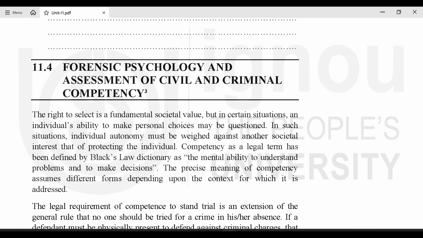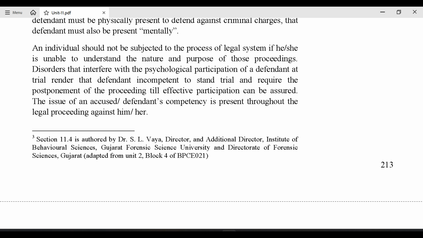The legal requirement of competence to stand trial is an extension of the general rule that no one should be tried for a crime in his/her absence. If a defendant must be physically present to defend against criminal charges, that defendant must also be present mentally. An individual should not be subjected to the process of the legal system if he/she is unable to understand the nature and purpose of those proceedings. Disorders that interfere with the psychological participation of a defendant at trial render that defendant incompetent to stand trial and require the postponement of the proceeding till effective participation can be assured.